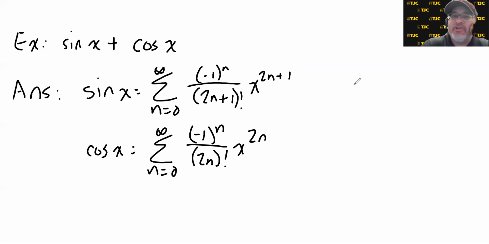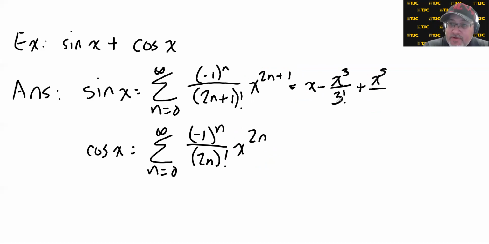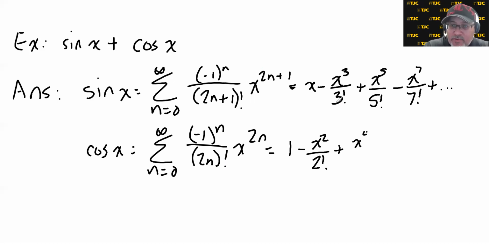So what would we do with something like this? Well, let's start by actually writing out each series. We know that sine of x is equal to x minus x cubed over 3 factorial plus x to the 5th over 5 factorial minus x to the 7th over 7 factorial. And then cosine of x is equal to 1 minus x squared over 2 factorial plus x to the 4th over 4 factorial minus x to the 6th over 6 factorial plus.